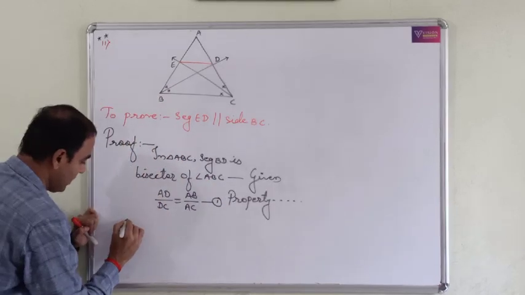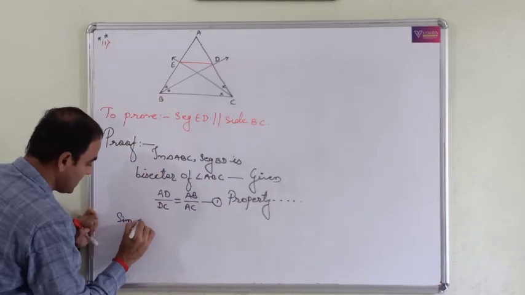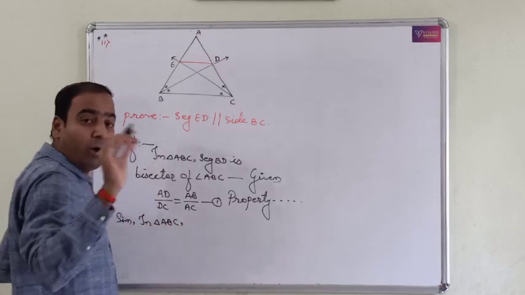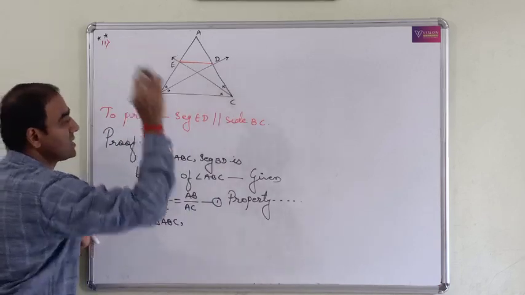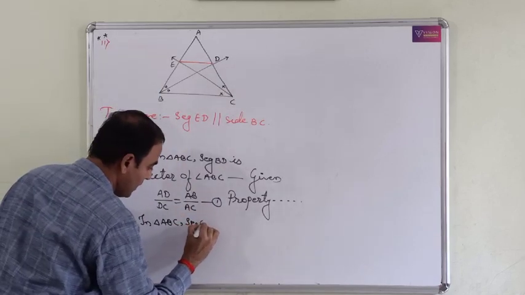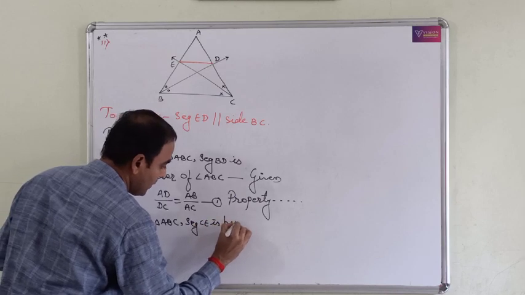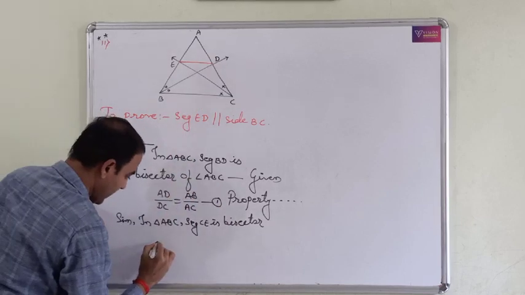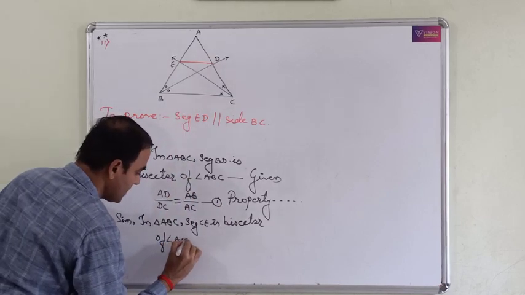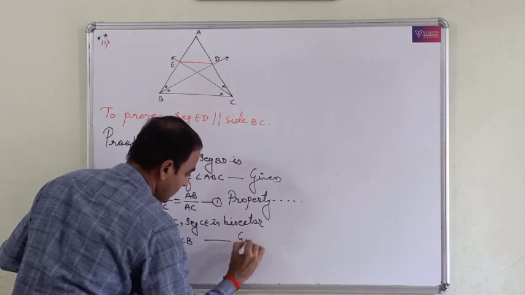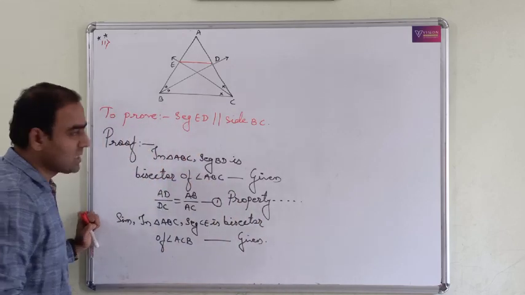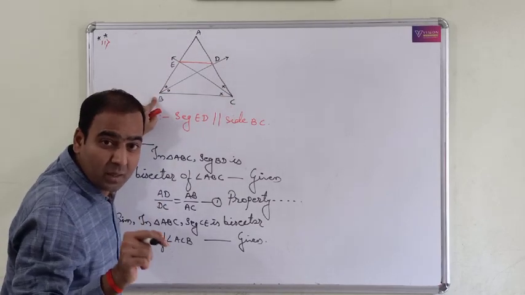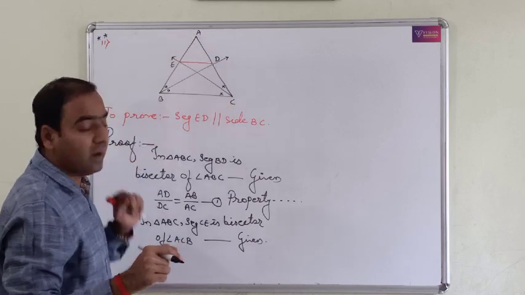Okay. Similarly, we take the second triangle. In the same triangle ABC, they have given one more angle bisector. Which one? Segment CE is the bisector of angle ACB. It is again given. Then by the property of angle bisector, CE divides the opposite side AB in the ratio of the remaining two sides, which two? AC and CB.